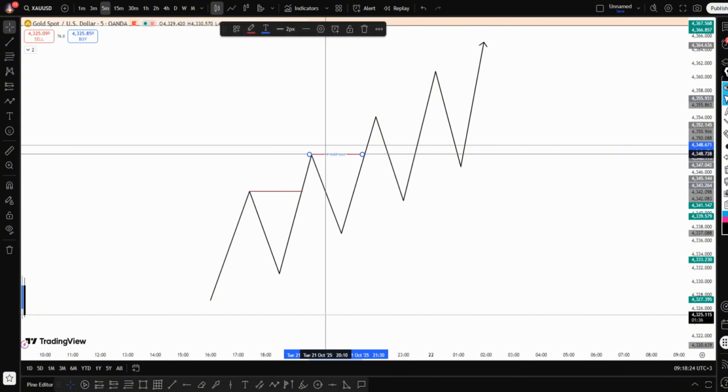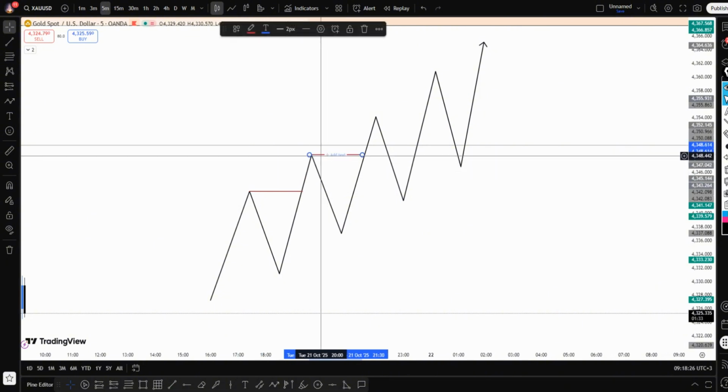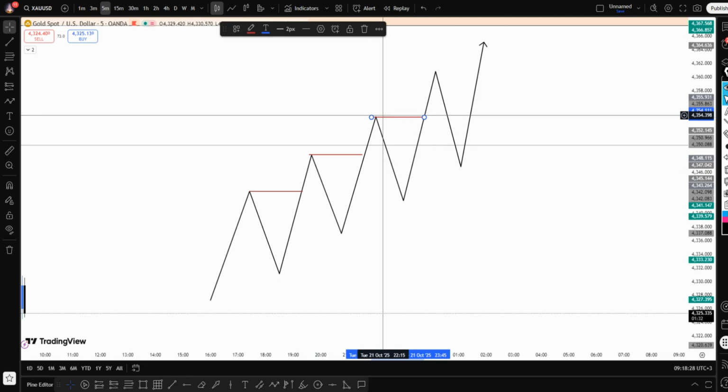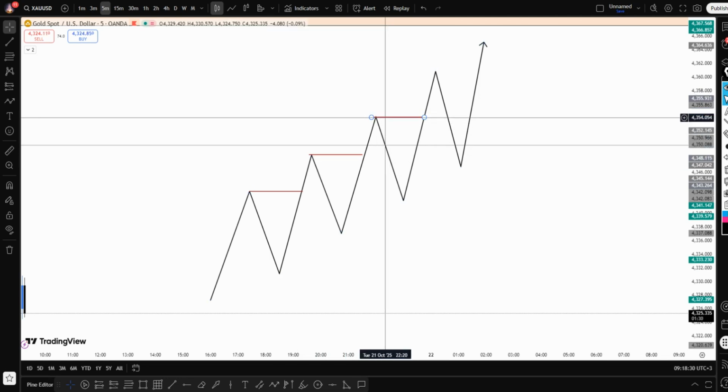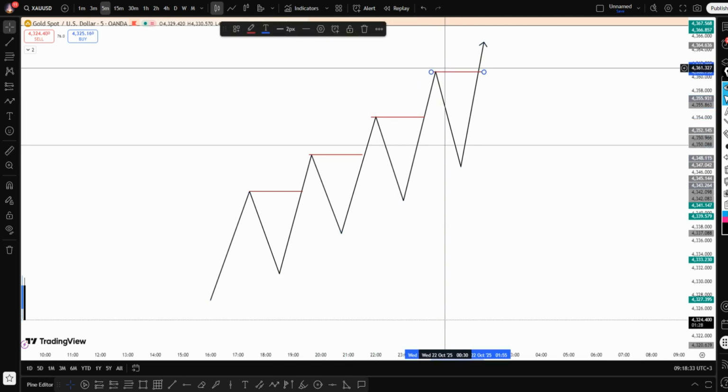Price went again and broke that high. That's another break of structure. Price went again and broke that high. That's another break of structure. Price goes and breaks that high. That's a break of structure.